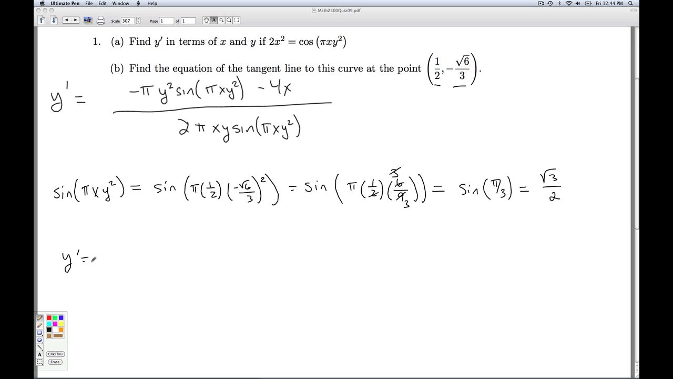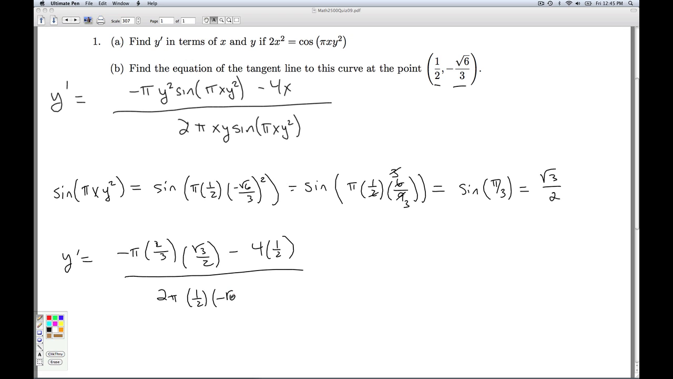So y prime equals negative pi times y squared. We know what y squared is. Y squared is 6/9, which reduces to 2/3. Times the sine of pi x y squared, which we've determined is radical 3 over 2, minus 4x, all divided by 2 pi x y, so x times y, times the sine of this, which we've determined once again is the square root of 3 over 2.